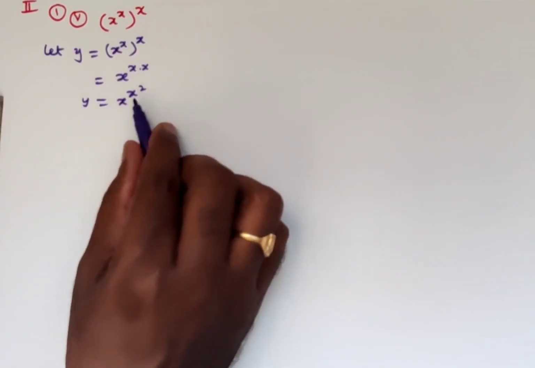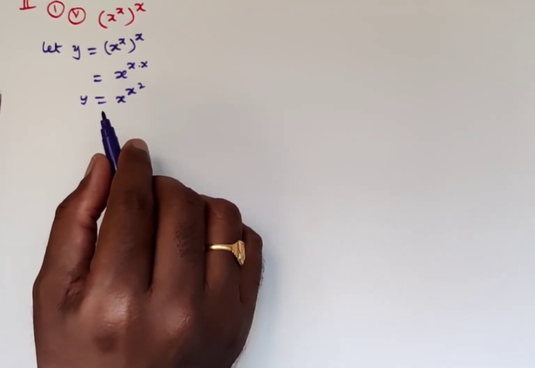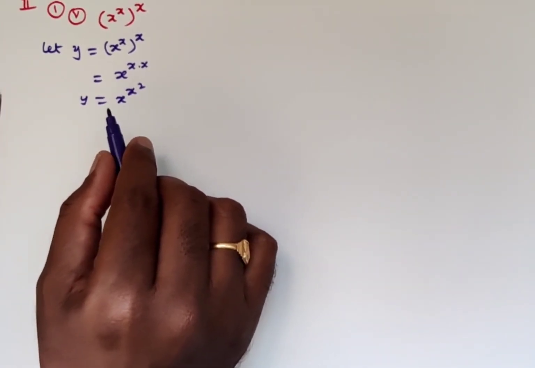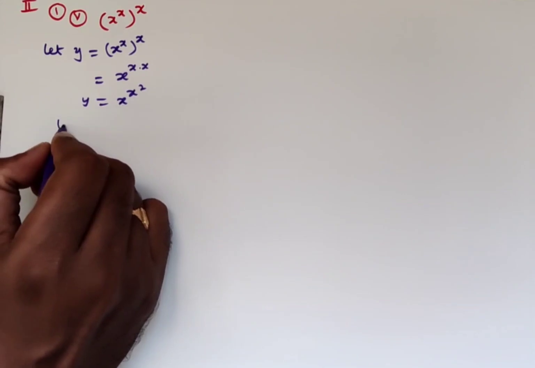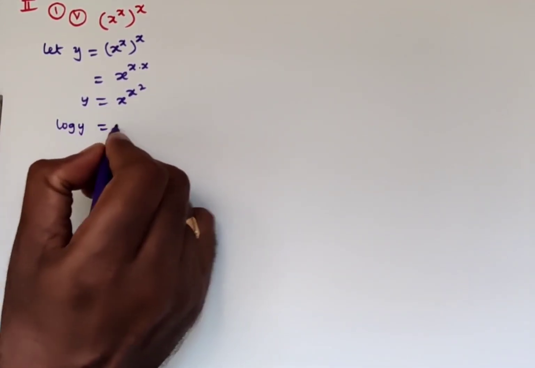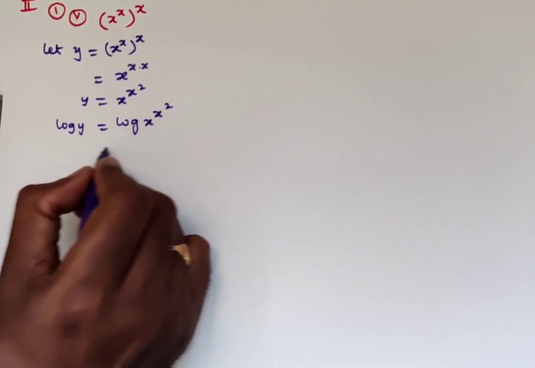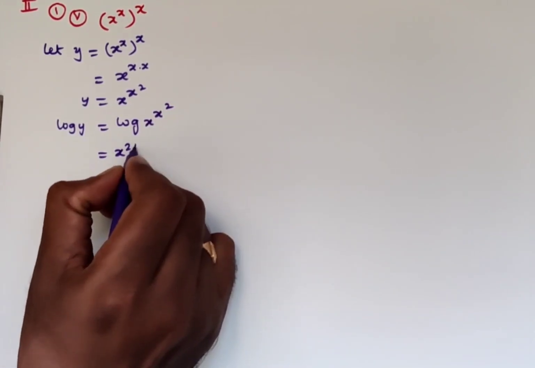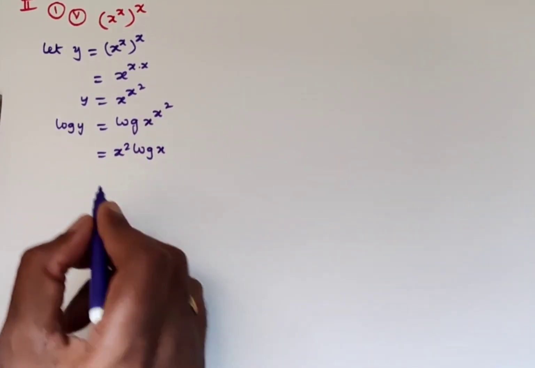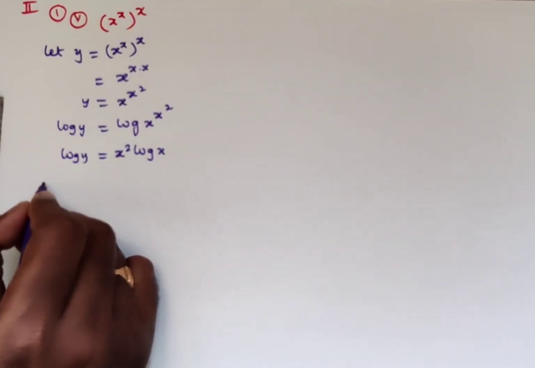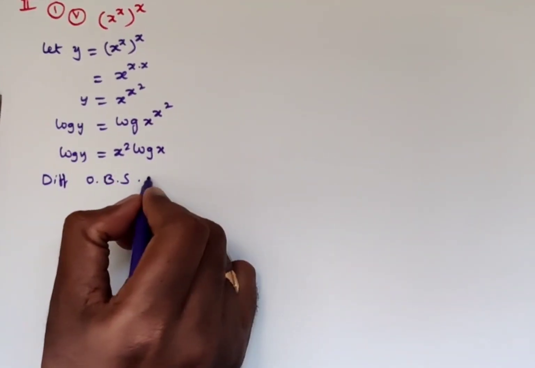Now this is like the f to the power of g form. We know if y is in the form of f to the power of g, then to evaluate the derivative for such functions we need to take the logarithm on both sides. Logarithm of y equals the logarithm of x to the power of x square. Now this is x square into log of x, since it is like log of x to the power of n. So this is log y. Now differentiate on both sides with respect to x.